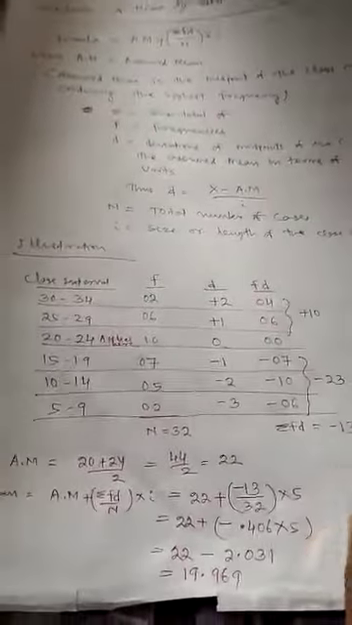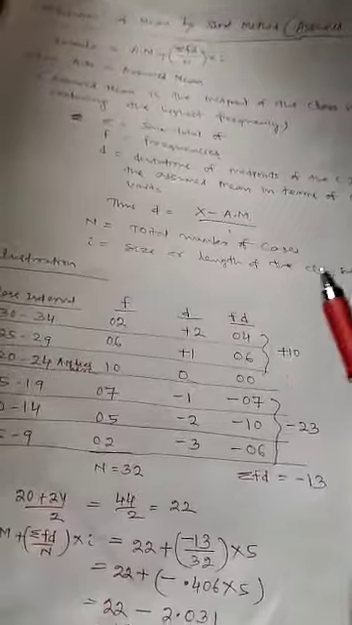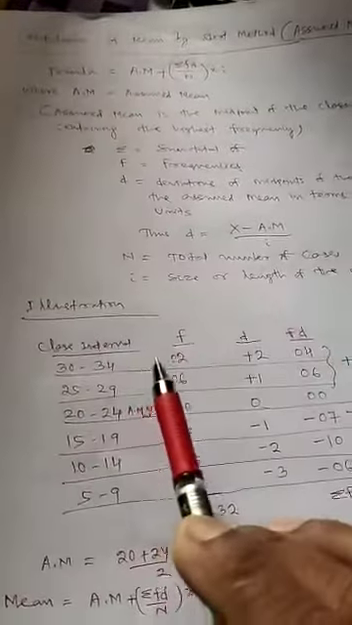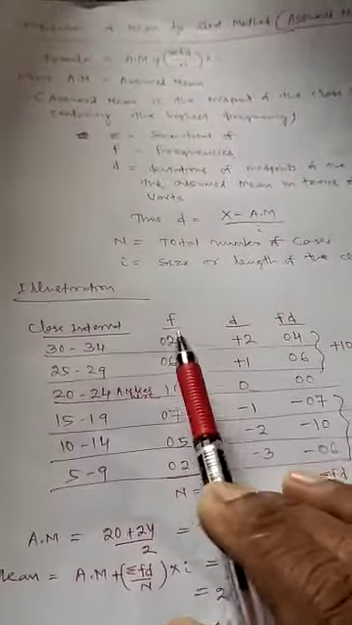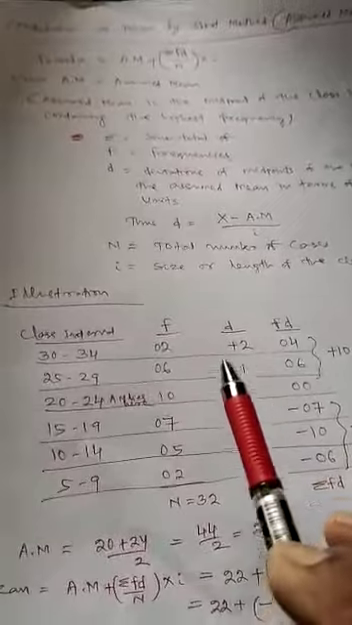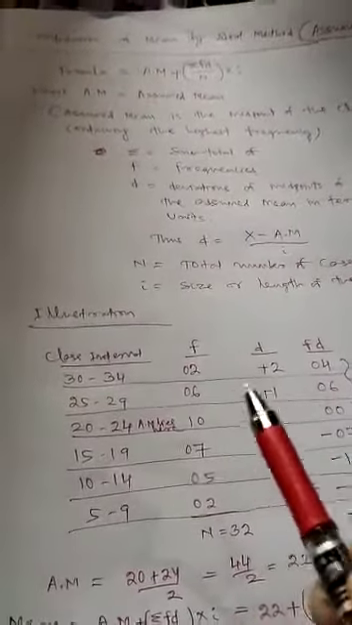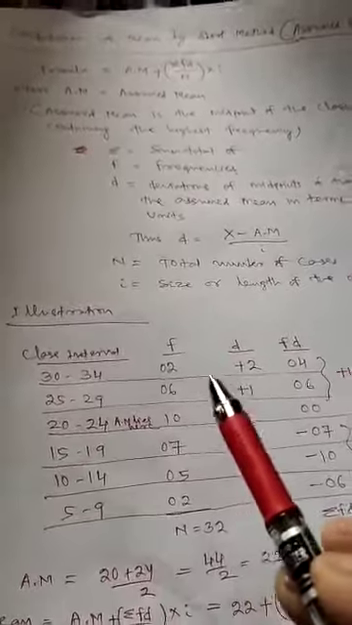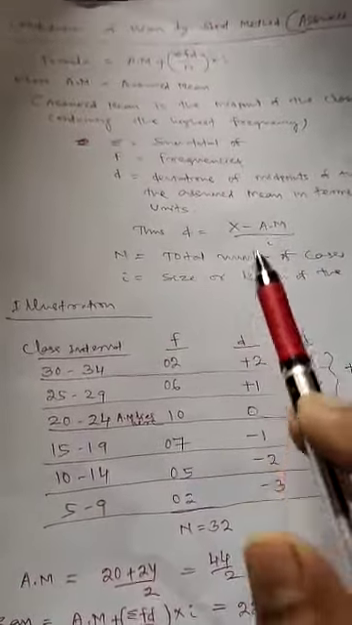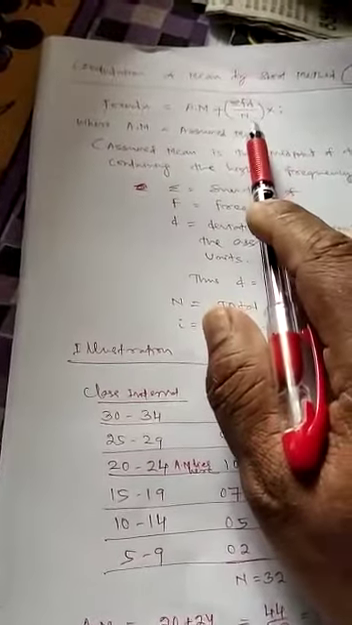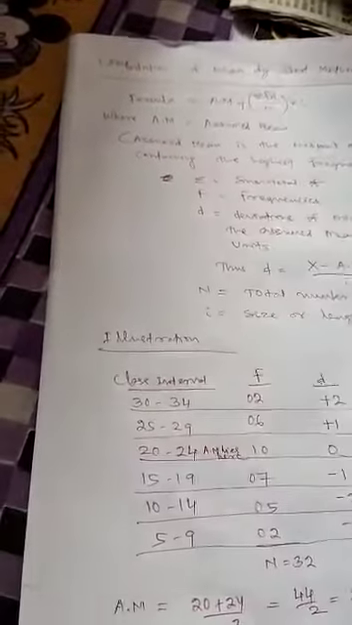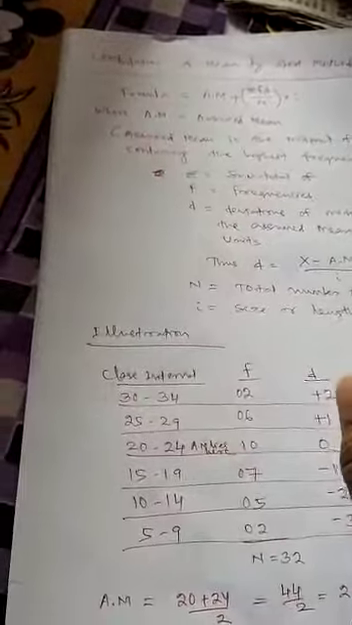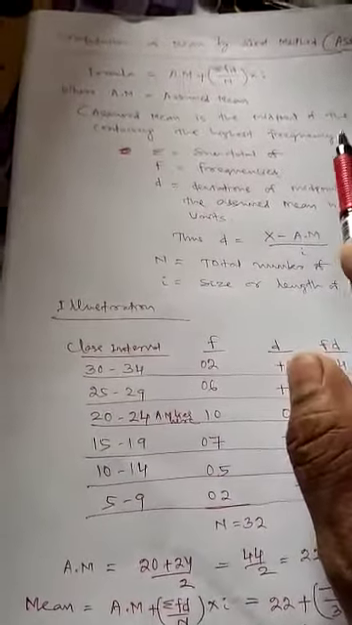So we have to follow certain steps for calculating this mean. When we take this illustration, we will have this class interval and the frequency. It is already being given. The first thing that we must do is to calculate the assumed mean, because the method is AM plus sigma FD divided by n into I. As you all know, assumed mean is the midpoint of the class interval containing the highest frequency. Therefore, first of all, we have to calculate assumed mean.